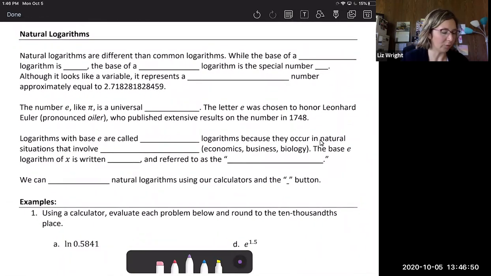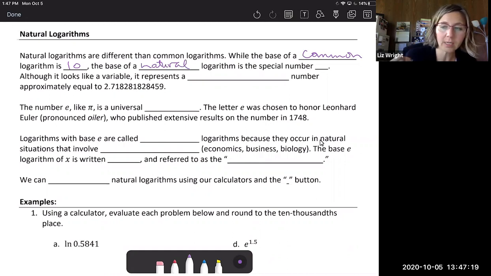All right, natural logarithms. So far we've talked about common logs, and now we're going to talk about natural logs. So natural logs are different than common logs. So while the base of a common log, what is the base of a common log? Fill it in, 10. The base of a natural log, I already told you, what is it going to be? Base of natural log is, fill it in, E, Euler's number.